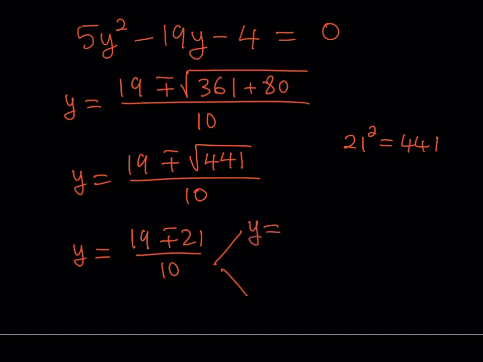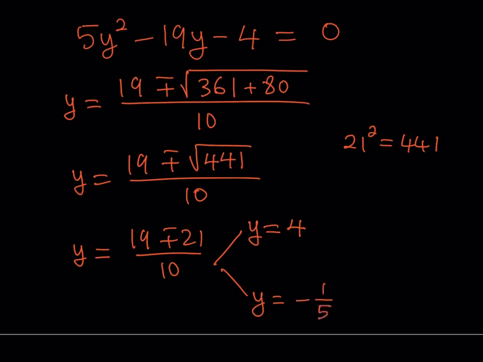If I use the plus, 19 plus 21 is equal to 40. 40 divided by 10 is equal to 4. So from here, my first solution is going to be y equals 4. My second solution is going to come from the minus sign. If I use the minus sign, 19 minus 21 is equal to negative 2. And negative 2 over 10 is negative 1/5. So my second solution is going to be negative 1 over 5.